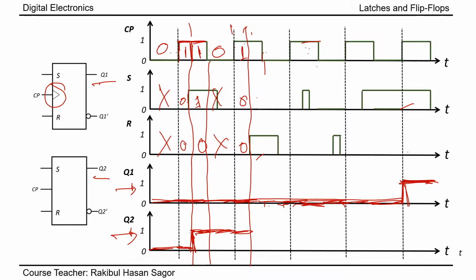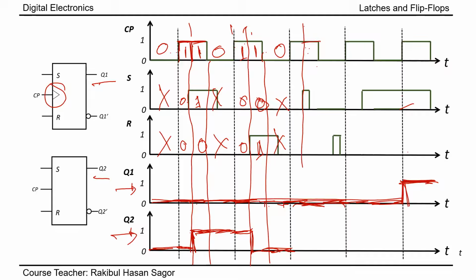From here to here, clock pulse equal to 1, S equal to 0, R equal to 1. What does it mean? R equal to 1, it will reset the circuit. Clock pulse equal to 1, S equal to 0, R equal to 1, the output will go for reset condition. Fine. In this period, as clock pulse equal to 0, we do not care about this input, the output will hold the previous data.